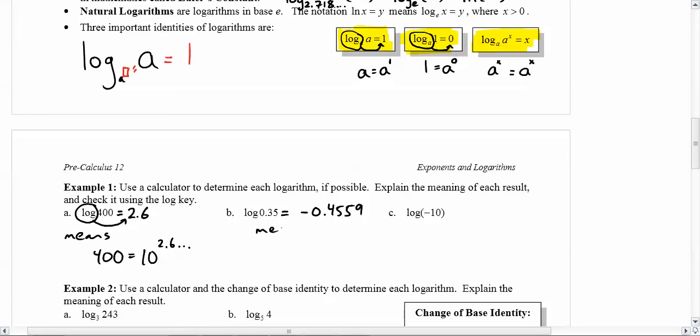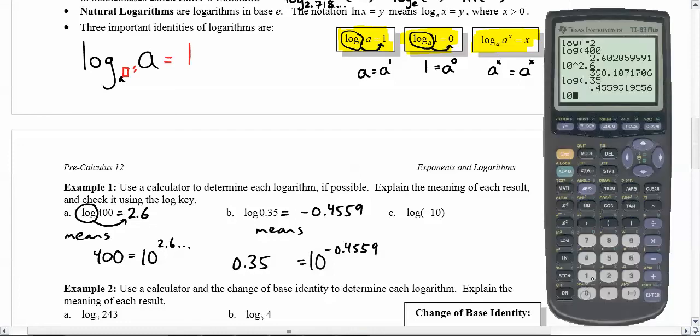And that means that 10 to the power of negative 0.444559 is about 0.35. So you need a negative exponent in order to get an answer that is less than 10. So we can check. 10 to the power of negative 0.449 is pretty close to 0.35.